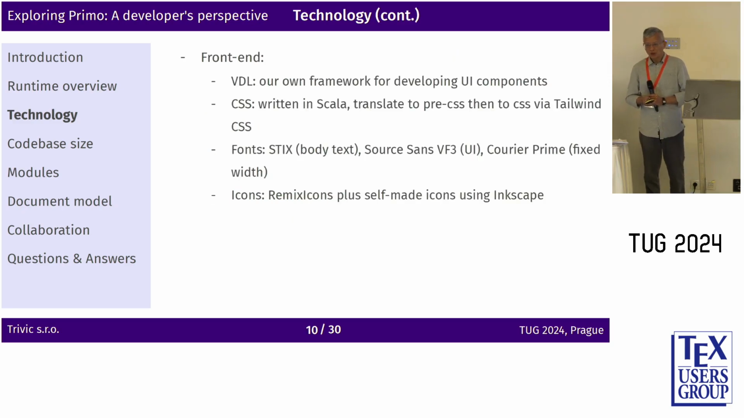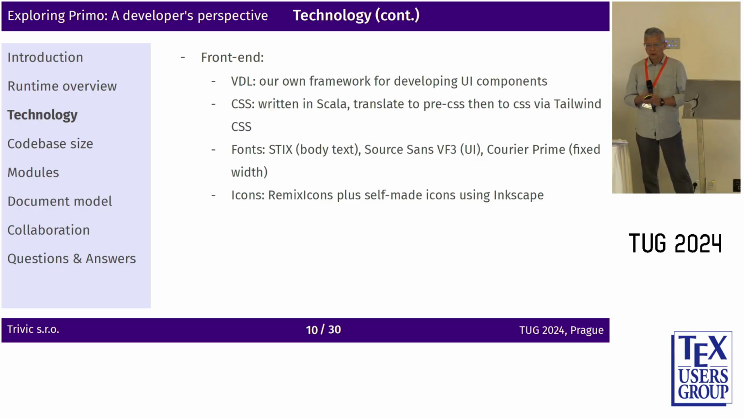At the front end, we use VDL. One quick question. Who here knows about React from Facebook? Okay, 1, 2. Yes, so VDL is our own framework for developing UI components. It's similar to React, but it's written by ourselves in Scala and transpiled to JavaScript. And then CSS is also written in Scala and translated to so-called pre-CSS, which is CSS with CSS classes from Tailwind CSS. Maybe you know about Tailwind if you are doing some front-end development.